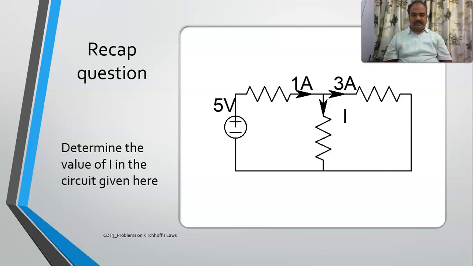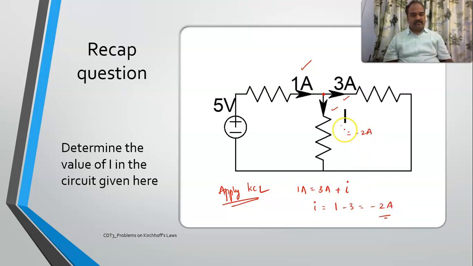So a quick recap, see here. Determine the value of current in this circuit. You can easily apply KCL. How many nodes are there? There is only one node here. So incoming currents is equal to outgoing currents, right? So if I start applying KCL here, how many incoming currents are there? 1 ampere, right? This is the incoming current. Outgoing currents, 2 currents are there. One is 3 ampere, the other one is unknown. This is I. So what is I? 1 minus 3, it is minus 2 ampere. So the current is minus 2 ampere.